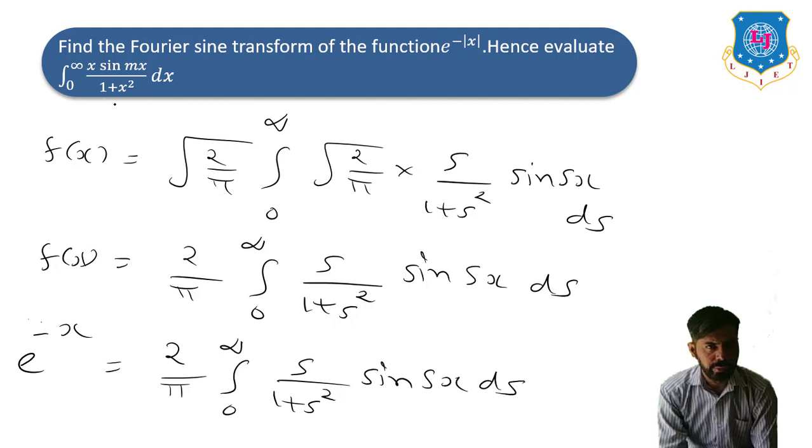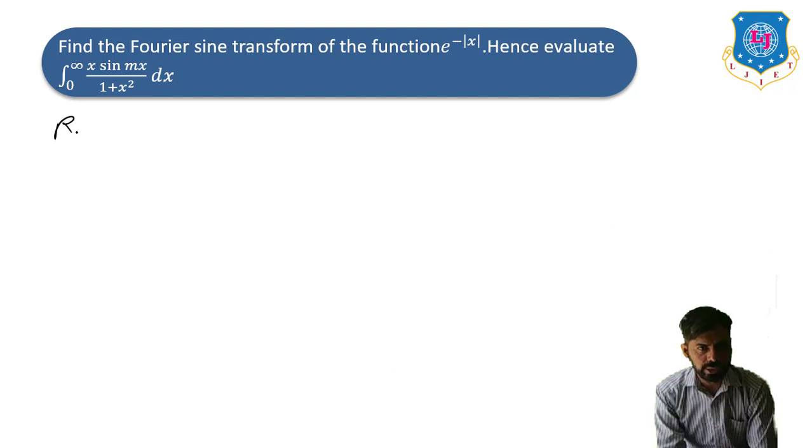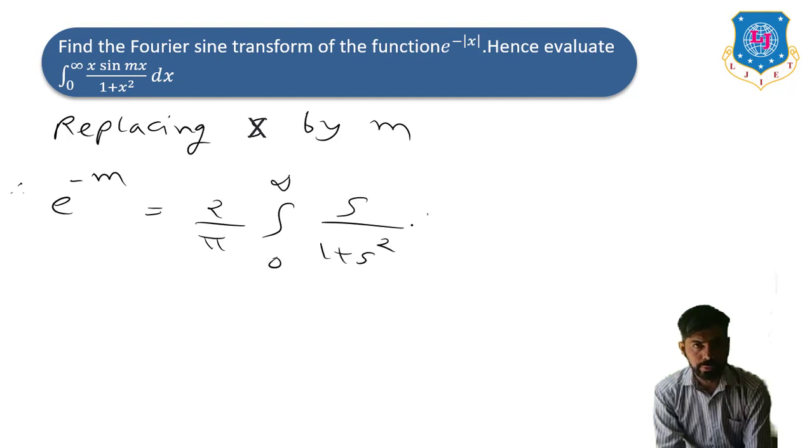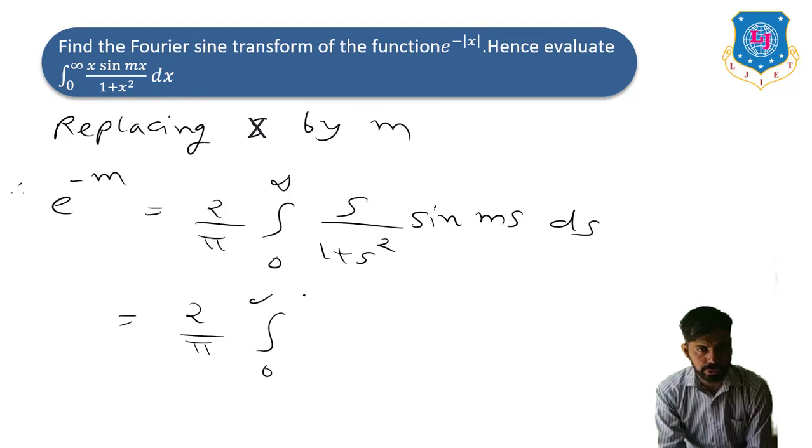Now here in this question the coefficient of x is m, so we will replace s by m in this. So replacing s by m, this will become e raised to minus m equals 2 by pi integration 0 to infinity s upon 1 plus s square sine ms ds. Now just writing this as 2 by pi integration 0 to infinity, here in the form of x, so this will become x upon 1 plus x square sine mx dx.